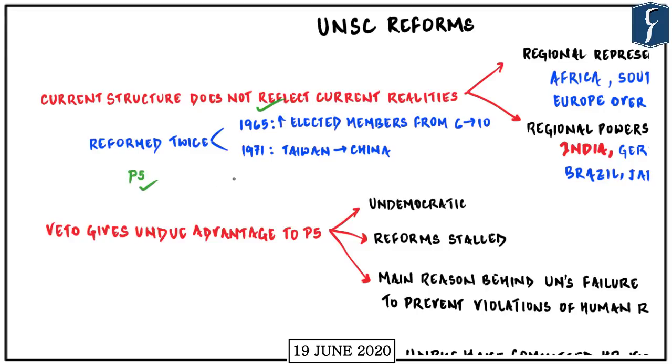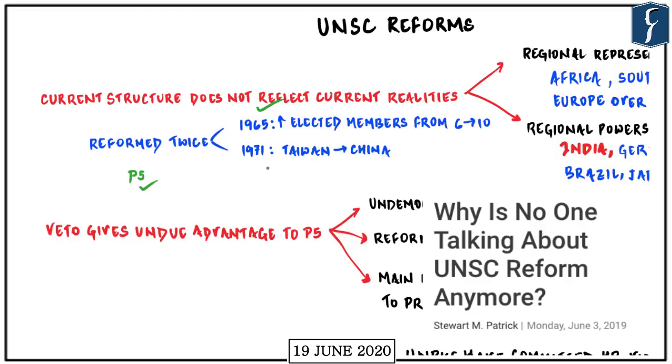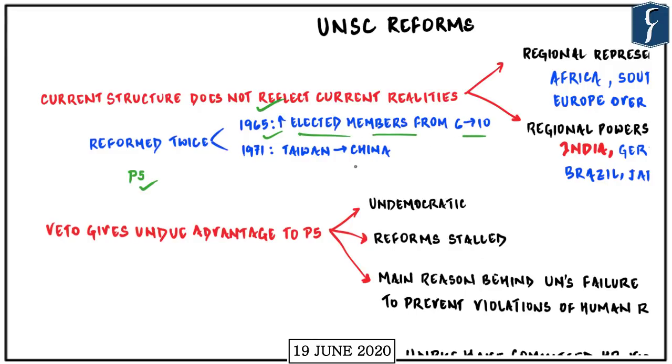But now this is 2020 and not 1960, and there has been little to no reform in the membership of the United Nations. Barring 2 instances, for example in 1965, the number of elected members, that is non-permanent members, was raised from 6 to 10. And later on in 1971, the permanent seat which was held by Taiwan was transferred to China. That is why right now in the P5 you have China. So the membership of the Security Council has changed very little since its inception in 1945, even though the member states of the United Nations have almost quadrupled since then.